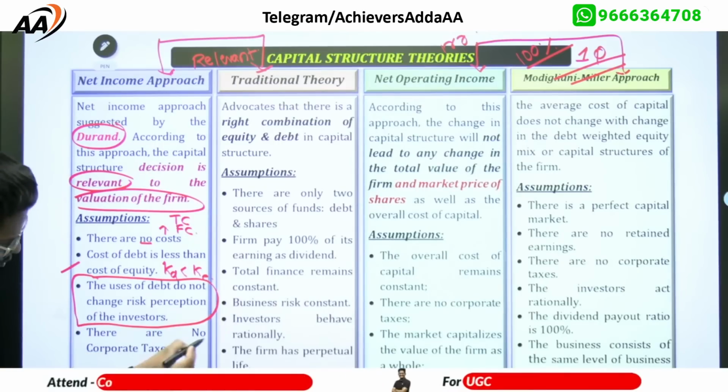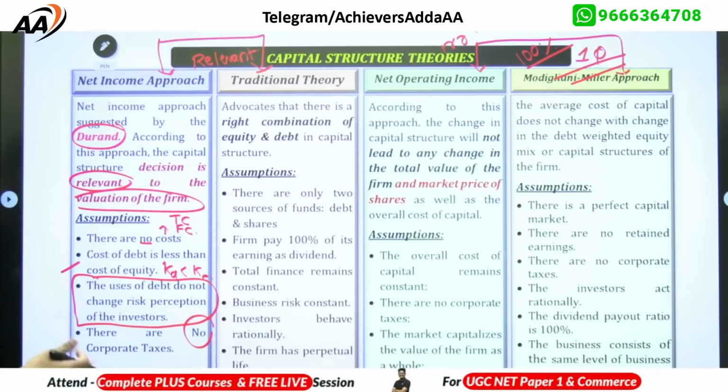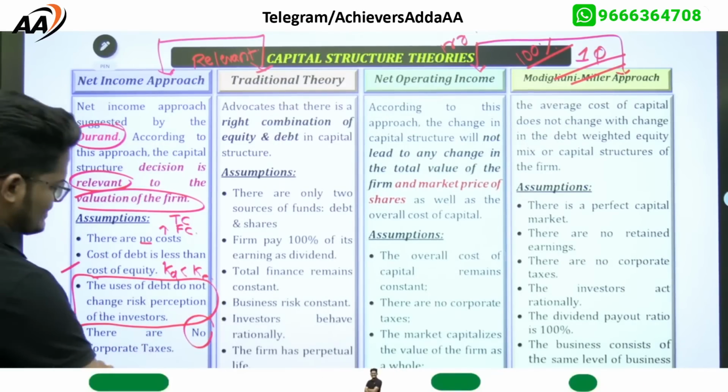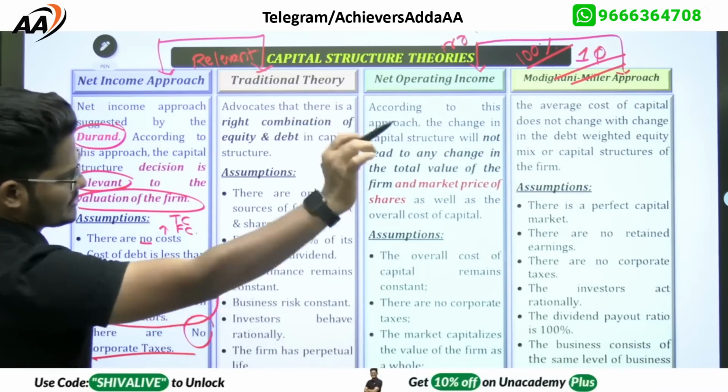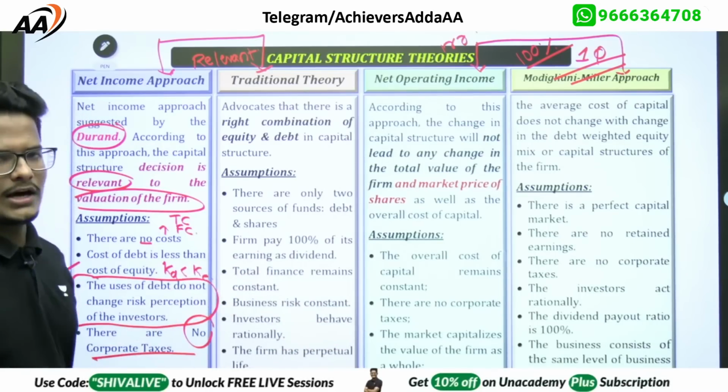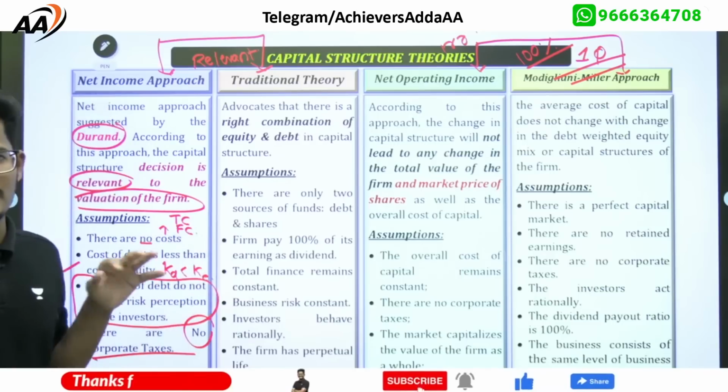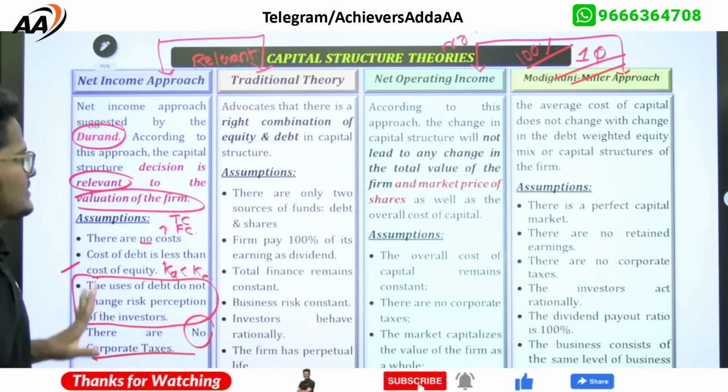Next is that there are no taxes in the economy, which is an unrealistic assumption. The same assumption will be there in almost all the theories: no corporate taxes. This is impossible in the practical present-day world. Right? These are the assumptions.